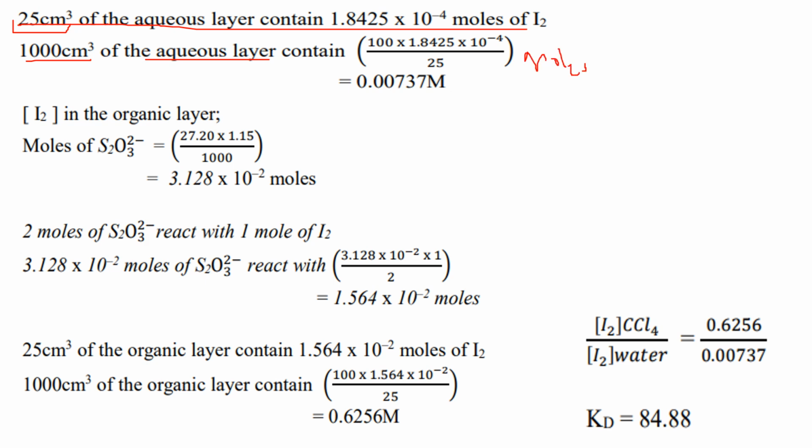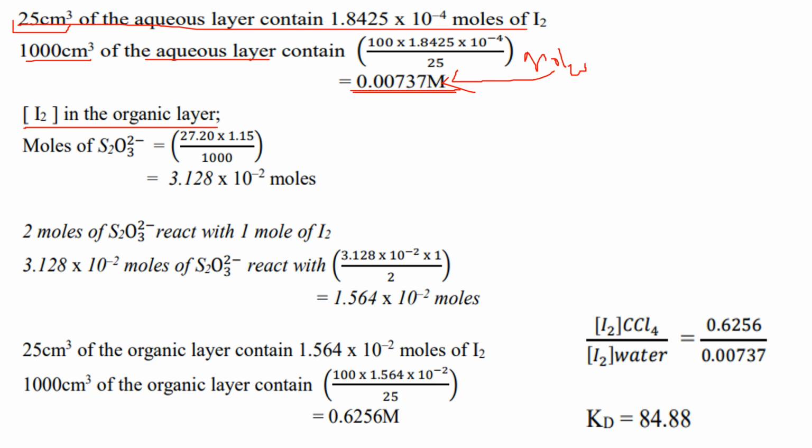So in the next line, we convert the moles to concentration. The concentration that is going to be present in the aqueous layer is going to be 0.00737 molar. Now after getting the molar concentration in the aqueous layer, we are also prompted to calculate the molar concentration of iodine that was dissolved in the organic layer. So how are we going to do that?